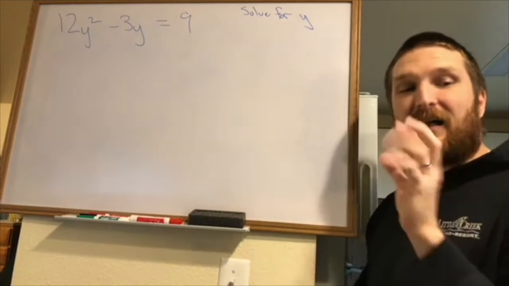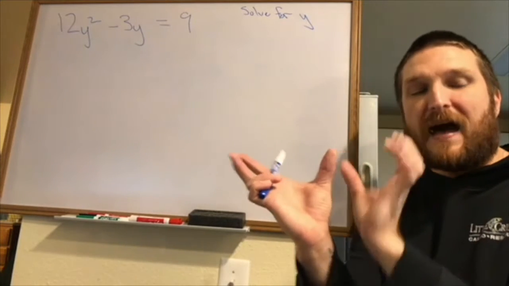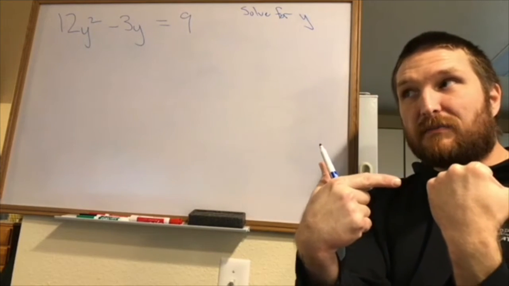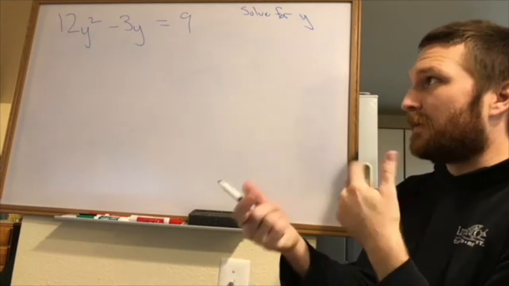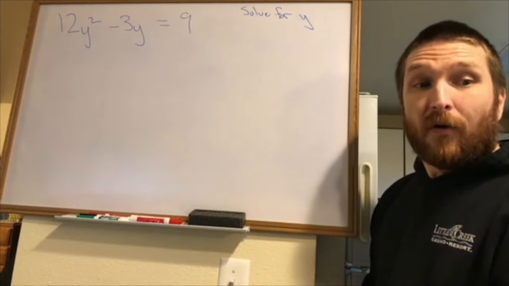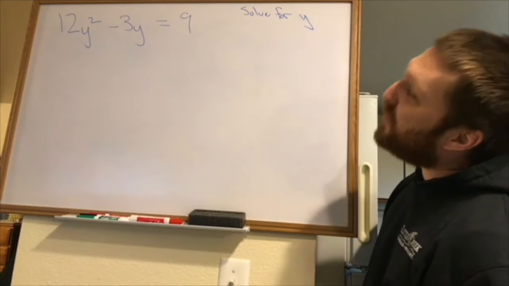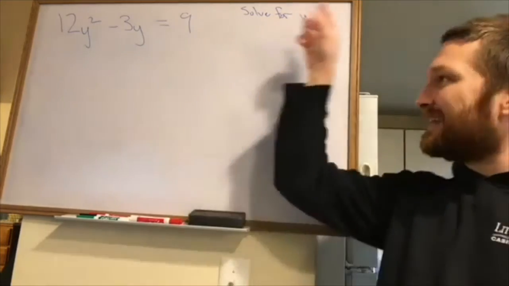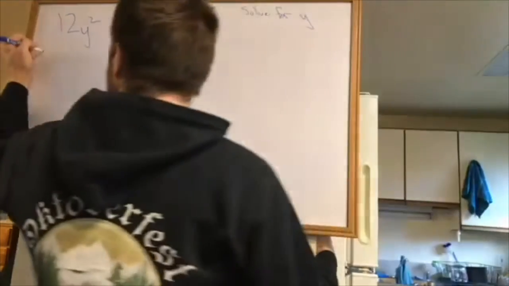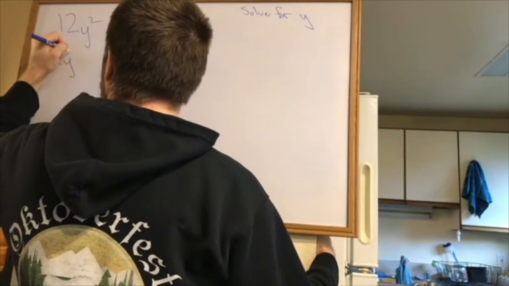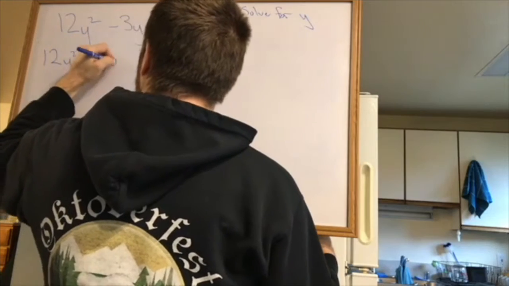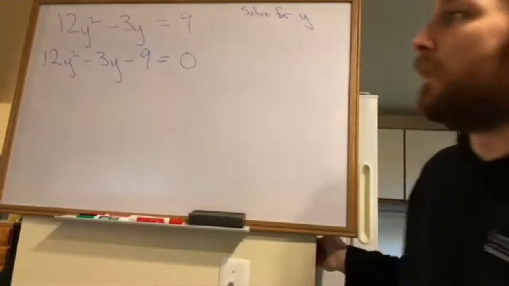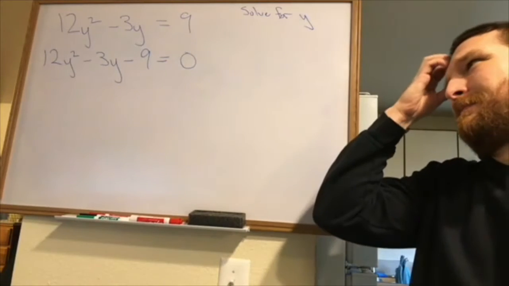Then I'll be able to use that nifty little fact that two numbers multiplied together equal to 0 means I can solve it. So what do you want to do first with this one? Subtract 9. Right, I'm going to get the 9 over to one side so that I can have this as a quadratic equation equal to 0. Now, what do you want to do?